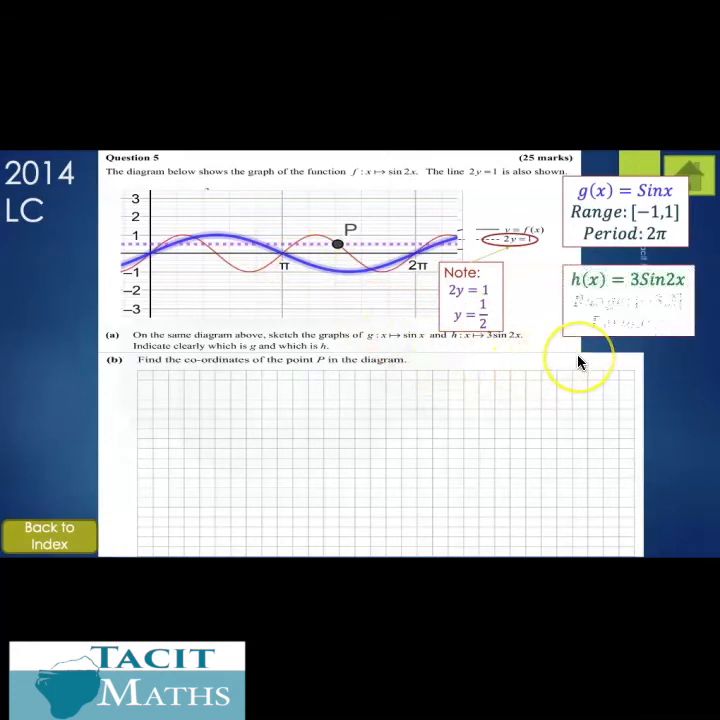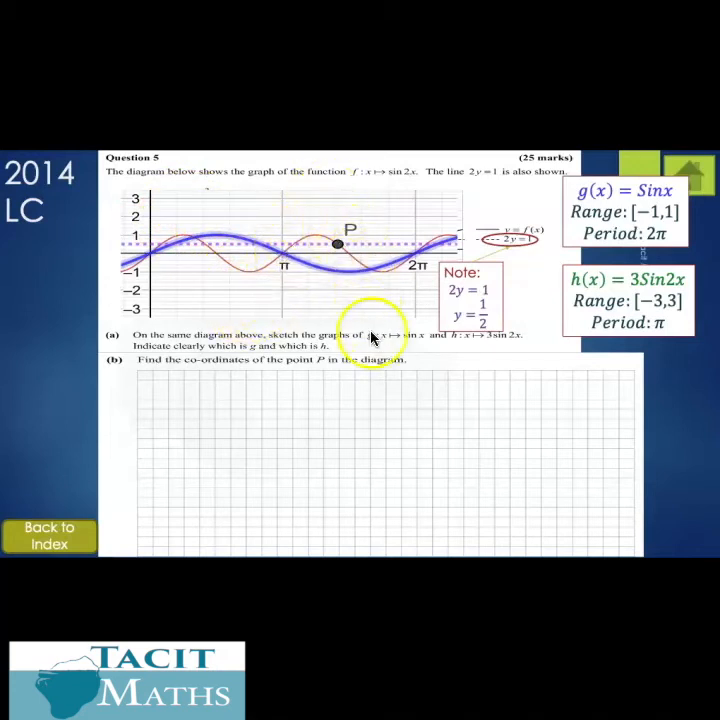Now whatever way you want to draw that is kind of up to you. What I would be doing is marking in the period. So the period is here, which means that half the period is here, so it's going to go down through the x-axis here, and its turning point is going to be directly above this red line here, but it's going to be at 3. So it's going to go up to 3, down through the x-axis, down to -3, and it's going to go back up through pi.